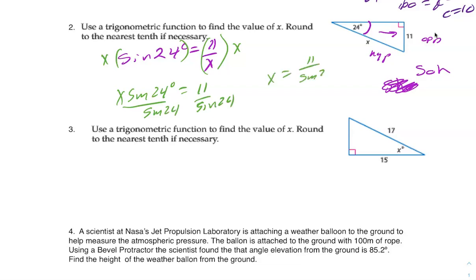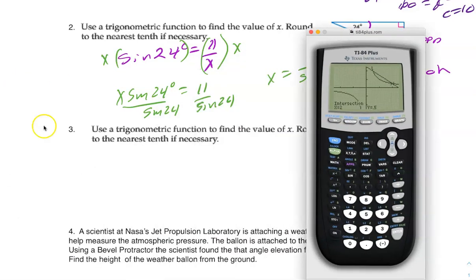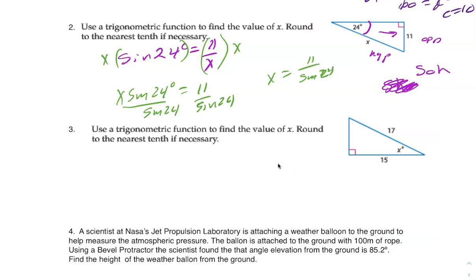And again, I'm fine if you want to leave it like that. That's okay. If you want to put it in your calculator, that's also good. We've got to make sure we're in degrees, since the default is generally radians. So I'm going to do 11 over sine of 24. And we get 27.0. It's the nearest tenth, so 27.